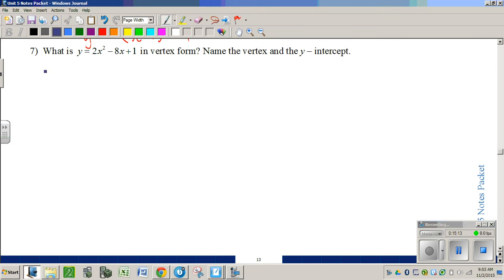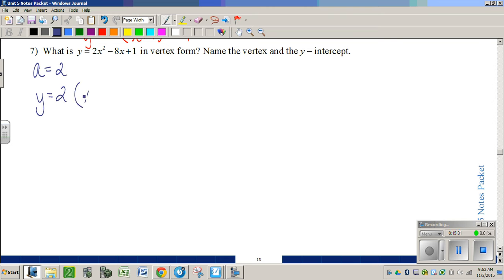Okay, number 7, we have an a value of 2. So the first thing we're going to do is factor that out. Now, I know that you can't divide 2 nicely into 1, but we're going to work with that. And warning, there's going to be a fraction, so brace yourselves.